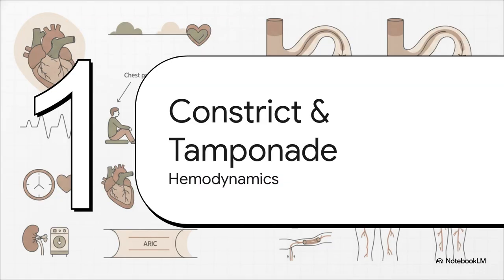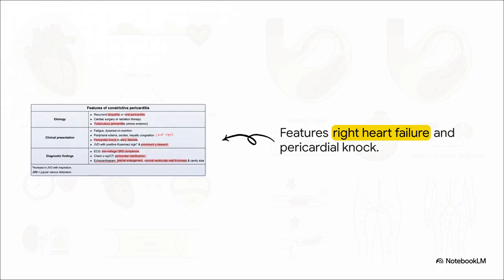Let's transition to Section 2, constriction and tamponade, focusing on the hemodynamics. Constrictive pericarditis happens when a stiff fibrotic pericardium literally limits diastolic filling. This often stems from recurrent viral pericarditis, prior radiation, or in certain endemic areas, tuberculosis. Clinically, you need to watch for right heart failure signs, things like hepatic congestion, peripheral edema, and JVD with a positive Kussmaul sign. Listen closely for an early diastolic pericardial knock.